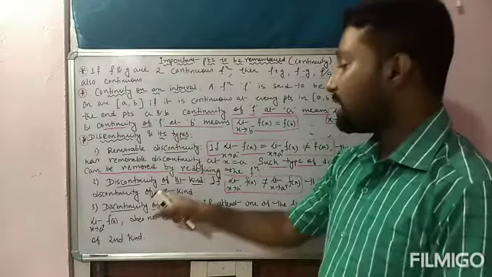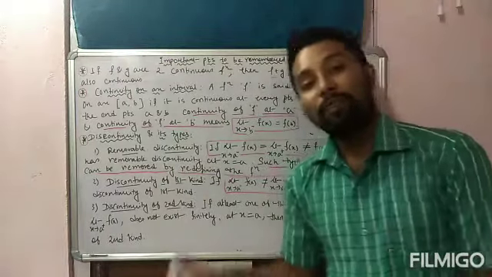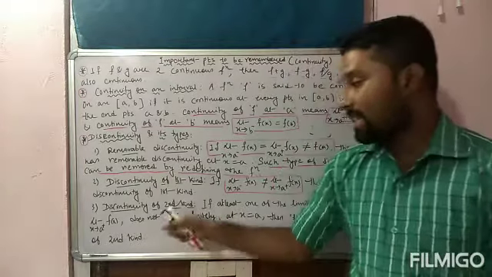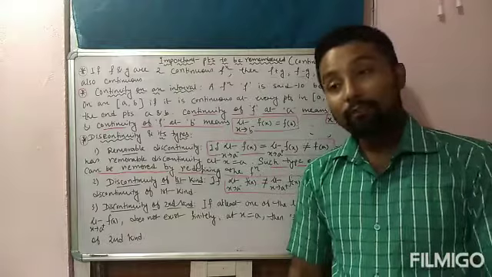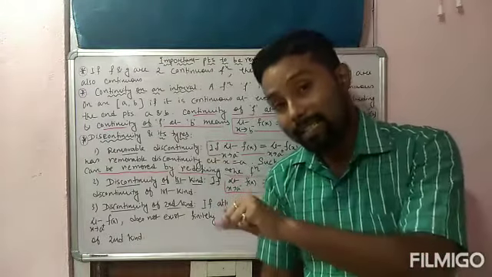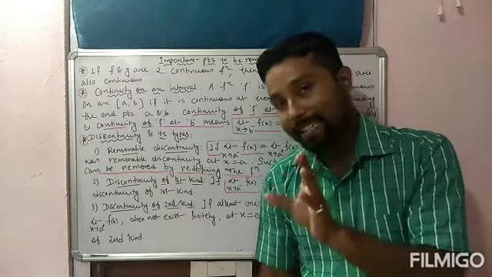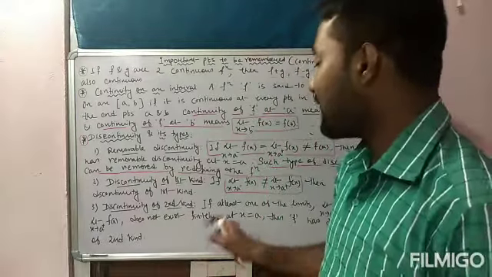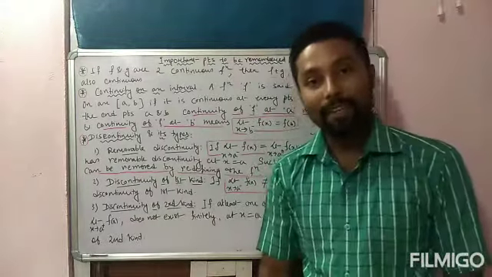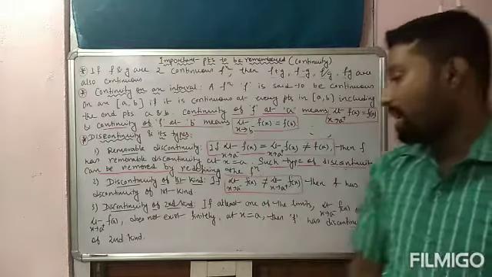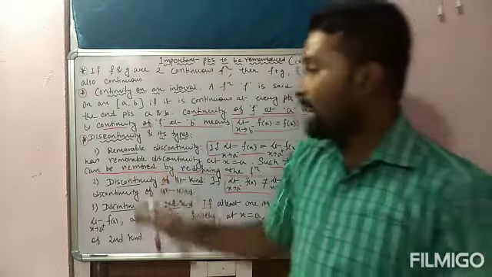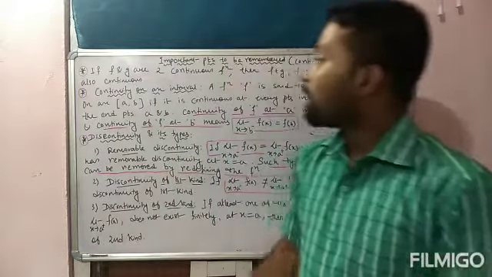Okay, discontinuity of first kind क्या होगा? If left hand limit is not equal to right hand limit. And discontinuity of second kind means if at least one of the limits, that means if at least left hand limit or right hand limit does not exist finitely at x equal to a, then f has discontinuity of second kind. Okay, so this is all about the types of discontinuity.